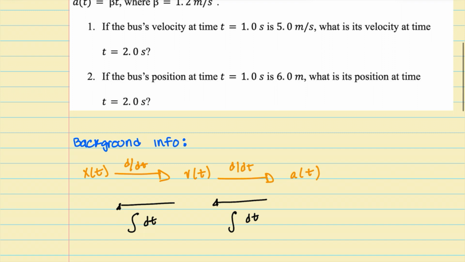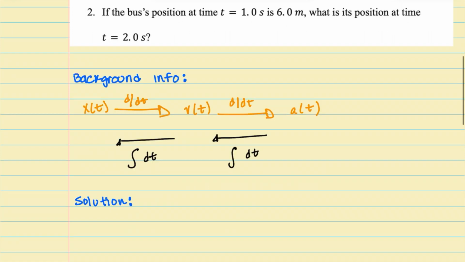Now that we've drawn this relationship diagram, we know that in order to get the velocity at time equal to 2 seconds, we have to integrate our acceleration function to get our velocity function. Once we have our velocity function, we use an initial condition to find out what C is. Having C, we can evaluate the velocity of this bus at time equal to 2 seconds.